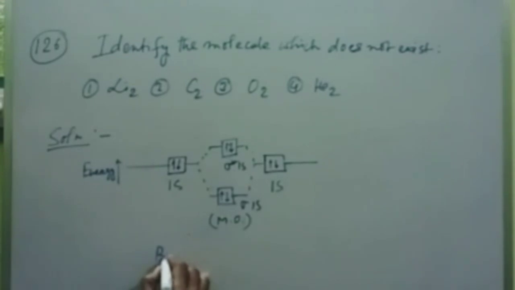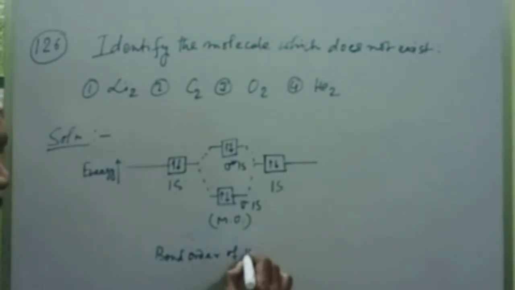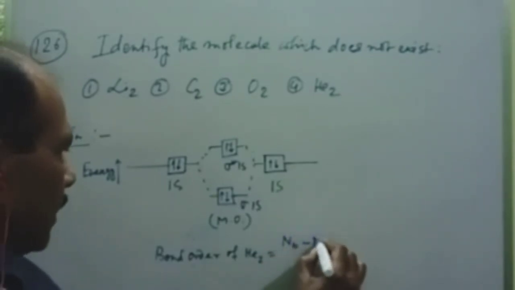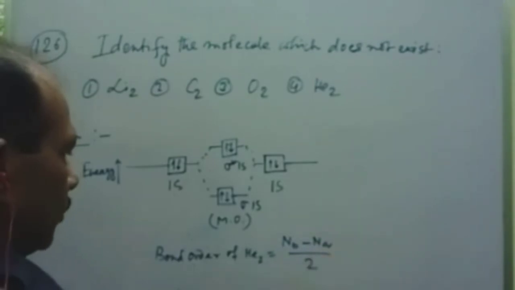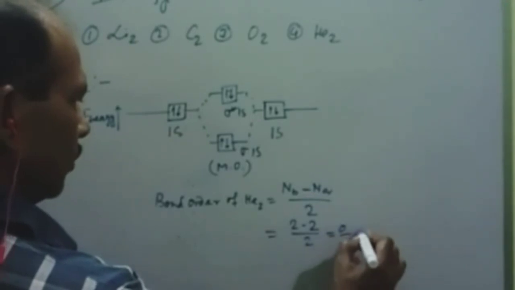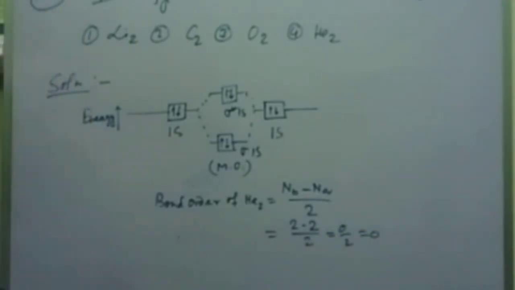Therefore, bond order of He2 equals number of bonding electrons minus number of anti-bonding electrons divided by 2. That means 2 minus 2 divided by 2 equals 0 by 2 equals 0. As the bond order is 0, the He2 molecule cannot be formed. Therefore, the correct option is option number 4. This is the right option.